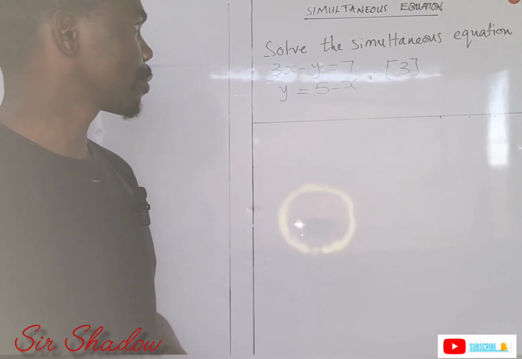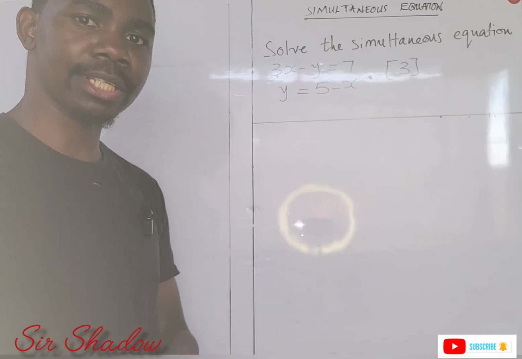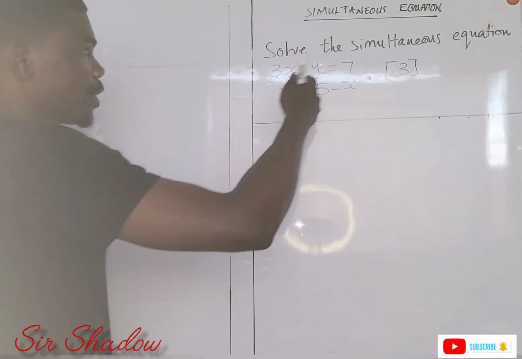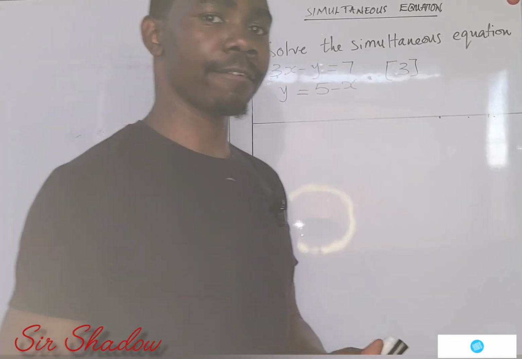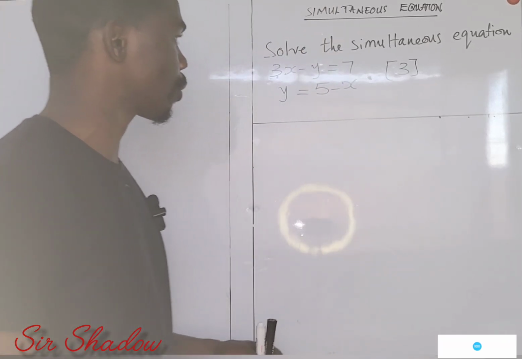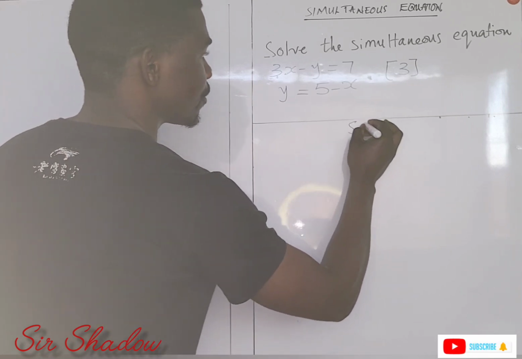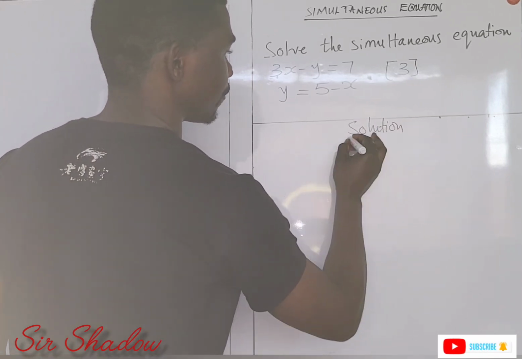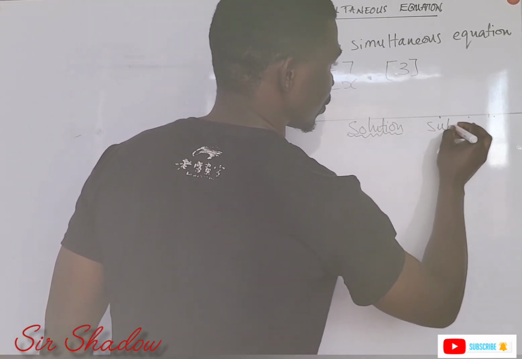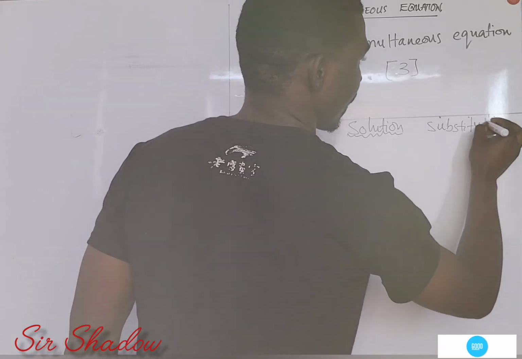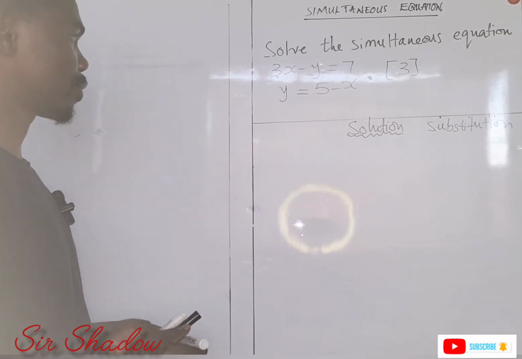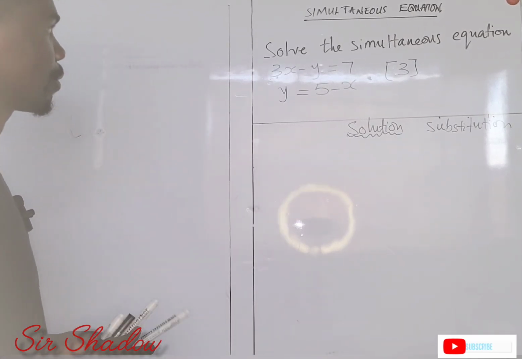Right, basically in this lesson, we're going to focus on how to solve simultaneous equations using the substitution method. I'm sure in the last lesson I explained well how to solve simultaneous equations using the elimination method. In this lesson, we are going to focus on the substitution method. This is what you're going to use in order to solve the simultaneous equations, right?